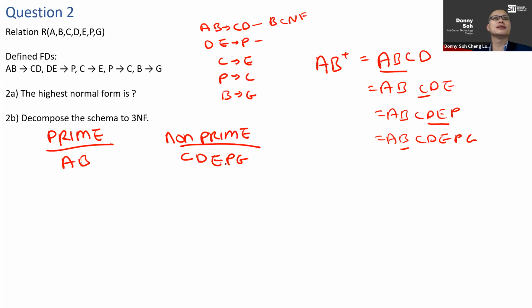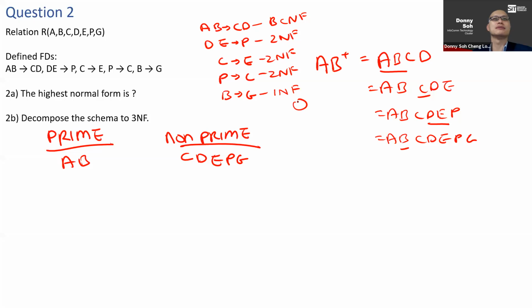Second one, P is a non-prime, DE is a non-prime, so this is only 2NF. A non-prime that implies a non-prime is maximally only 2NF. Same thing, C implies E, also 2NF. P implies C, also 2NF. B implies G, oh no. So a non-prime is now dependent on the partial of this. So unfortunately, this is only 1NF.